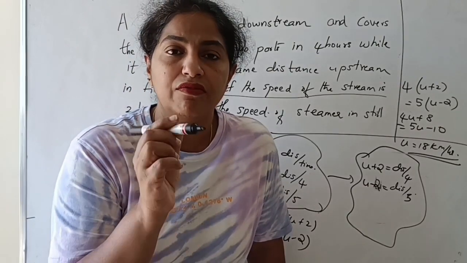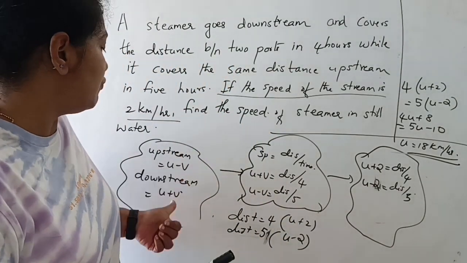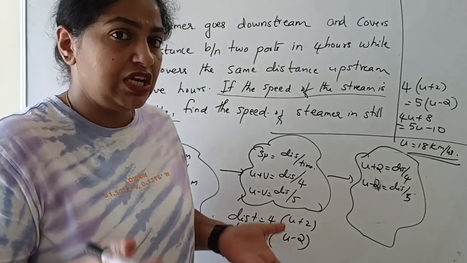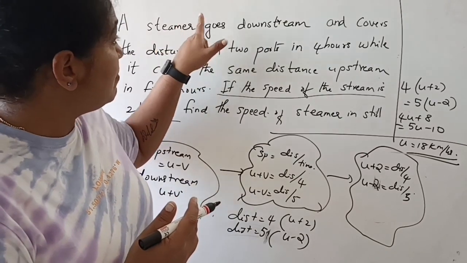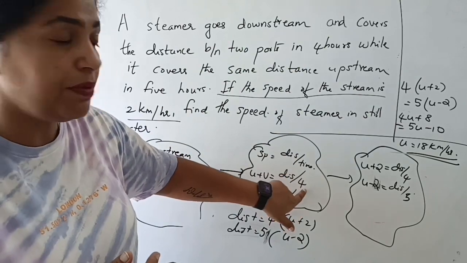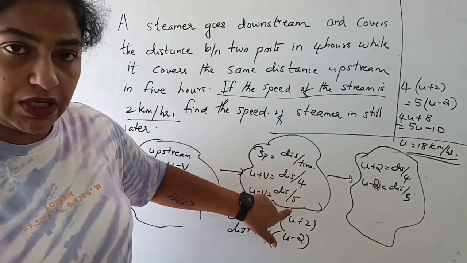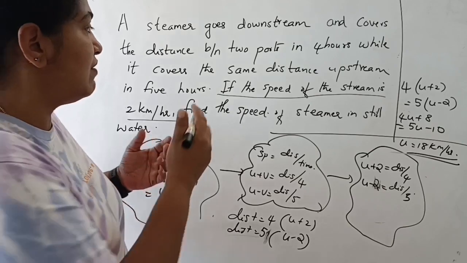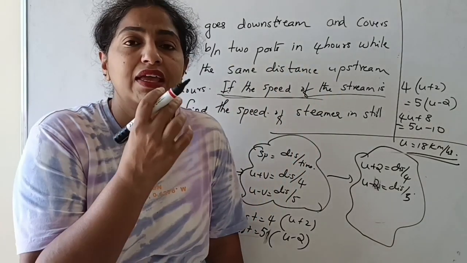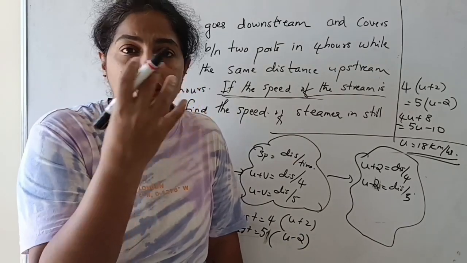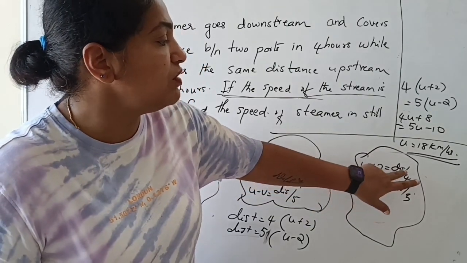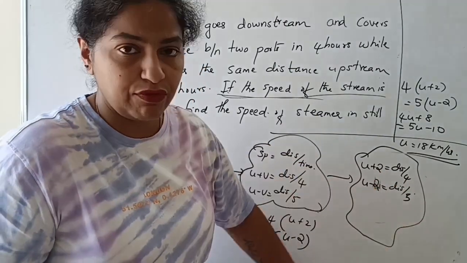So what did we do in this sum? We actually wrote the present situation, just the formula upstream and the downstream speed. Now we had a natural progression which said that the steamer is going downstream to cover the distance between two ports in a particular time and upstream in a particular time. Now what was our condition? Our condition, they are telling that if the speed of the stream is 2 km per hour, whenever they start the sentence with an if or there is an if in the sentence, that is our condition. They say that u plus 2, which is v, u plus 2 is equal to distance by 4 and u minus 2 is distance by 5.